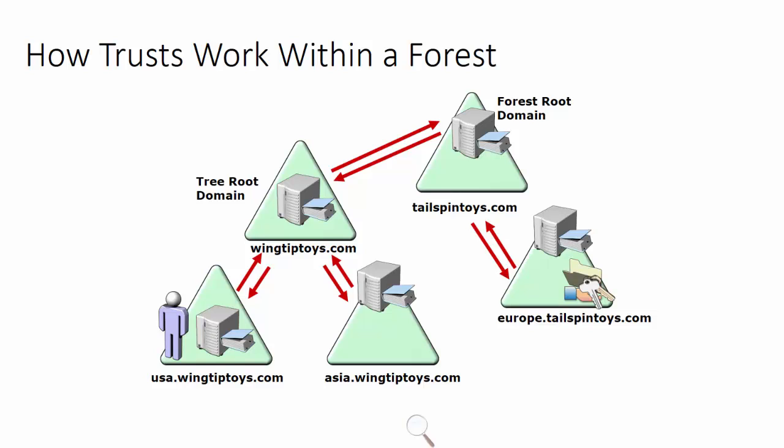This cohort has done marvelously well. In all the previous cohorts, half of them said it's two forests, and I had to explain that. Tree is one domain; the names are different. If you see this, these are two tree domains. This is a child domain. wingtiptoys.com, tailspintoys.com: these are two different trees. The names are different.